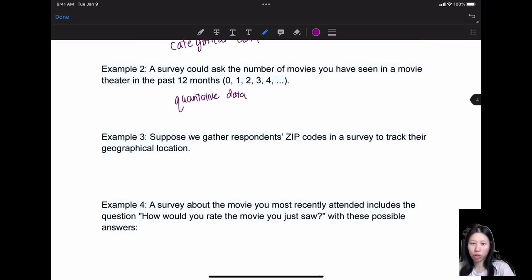Example 3, suppose we gather respondents' zip codes in the survey to check their geographic location. So we talked about that earlier. Zip codes are numbers, yes, but we can't do any meaningful mathematical calculations with them. So zip code should be categorical data.